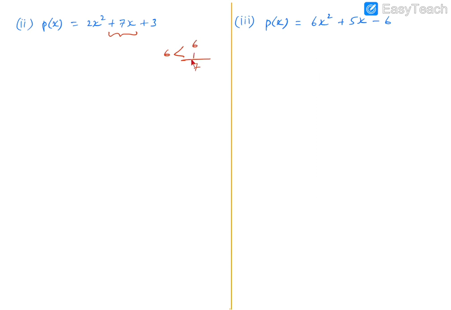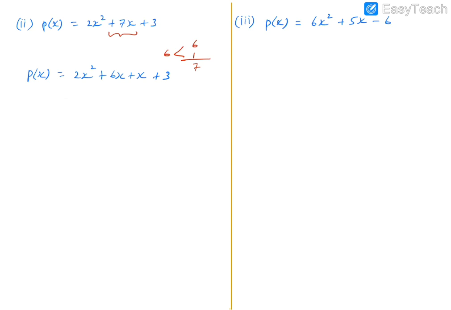So we clearly have 6 into 1 giving 6, so the product of these two numbers is 6, and the sum of these two numbers, 6 plus 1, is 7. So we will split the middle term as per these numbers, 6 and 1. We will write p of x as 2x squared plus 6x plus x, so we are splitting the middle term 7x as 6x plus 1x. The 1 we don't write, so 6x plus x. And then we have our term 3.